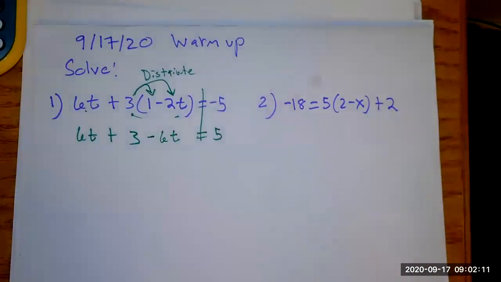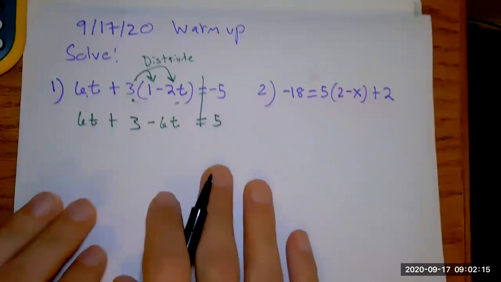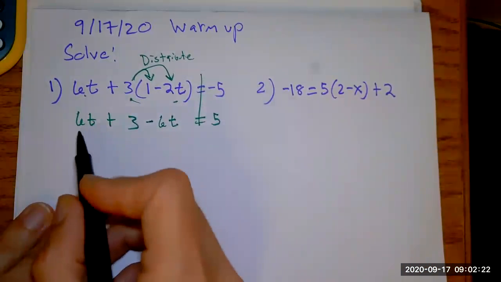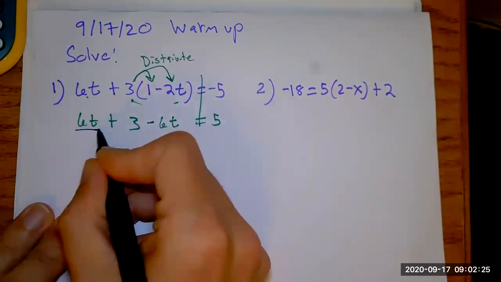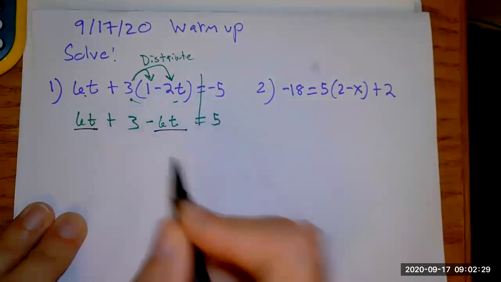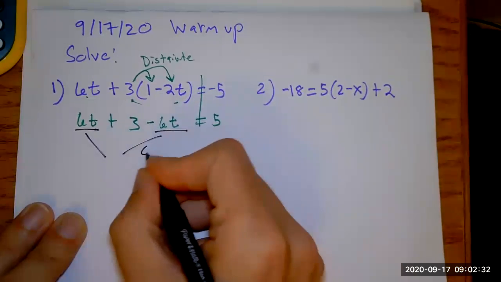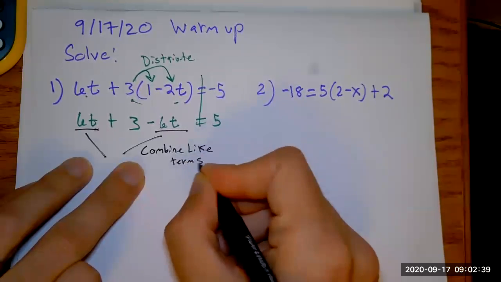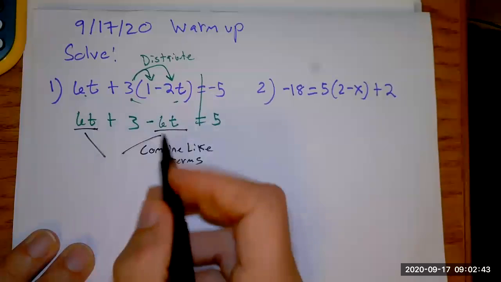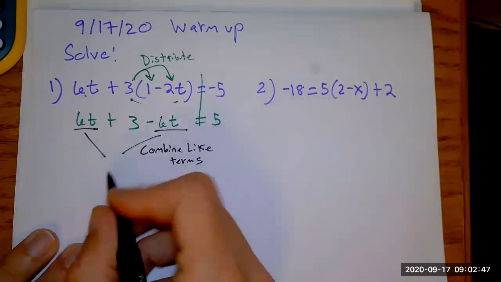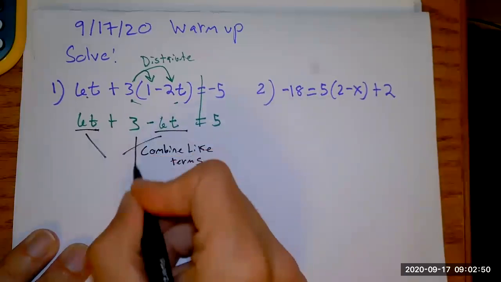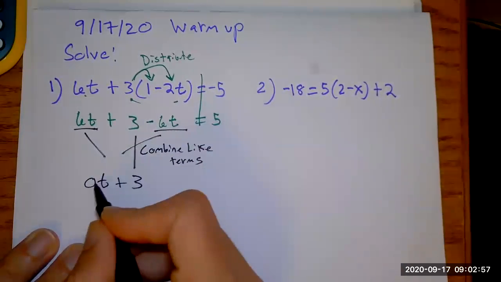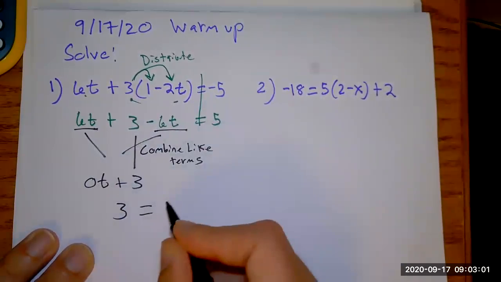Okay. For my next step, I'm still looking at this left side. It's still kind of crazy, right? So if I take a look at this, hey, this and this look alike, don't they? They both have a t in them. So what I'm going to do is combine like terms. Okay. And when I do that, I'm going to have 6t minus 6t. That's 0. So I'm actually just going to end up with nothing. Right? So I could write 0t, but we don't need to write that. Okay, so we can just write 3 equals 5.